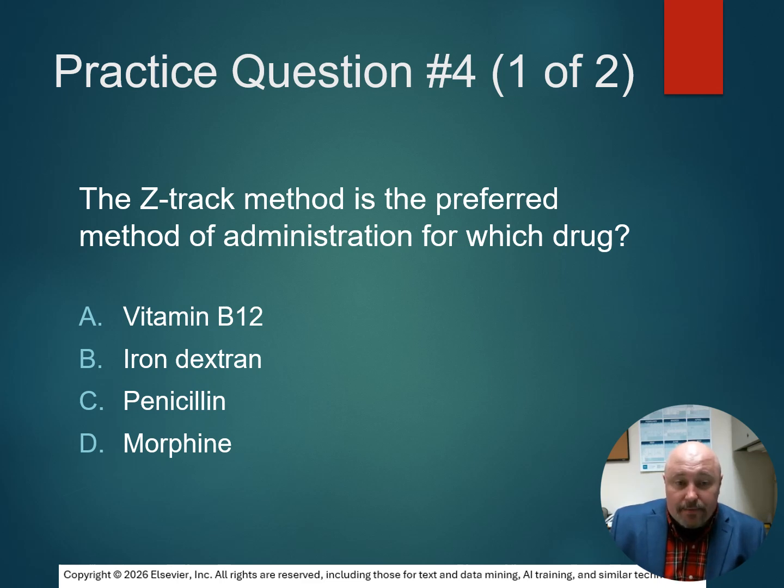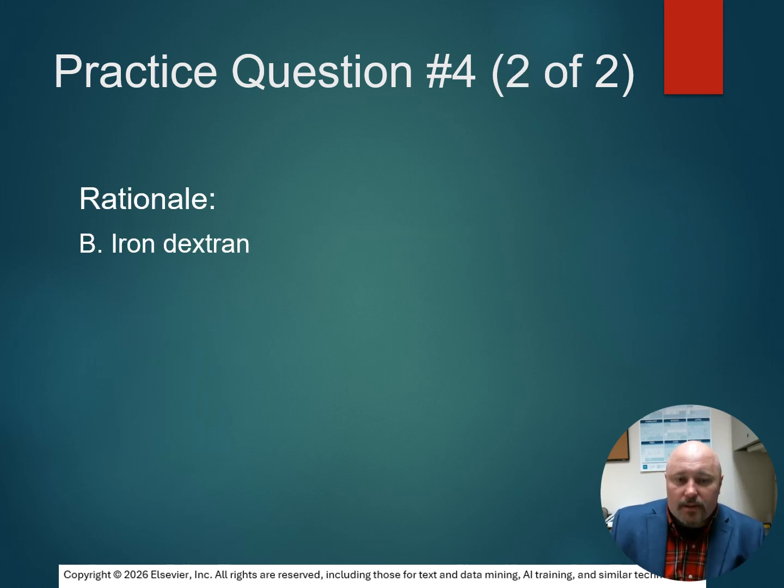And finally, the Z-track method is the preferred method of administration for which drug? Would that be A, vitamin B12, B, iron dextran, C, penicillin, or D, morphine? And that answer here is going to be B, iron dextran.